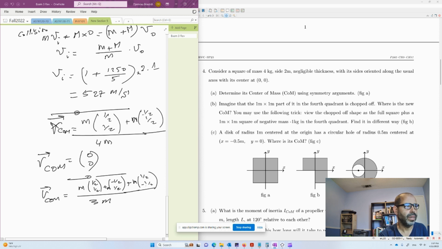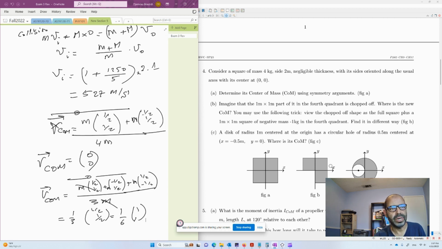Okay, look what happened. Negative 1/2 cancels 1/2, so I'm left with only 1/2. And a negative 1/2 cancels another 1/2, and I'm left with only 1/2. So at the end, the m's of course cancel. I will be left with 1/3 coming from the sum of the masses, and I have 1/2 in here, and I have another 1/2 in here, or 1/6 times 1/1, basically a sixth of the way away on either side. That's one way of doing it.